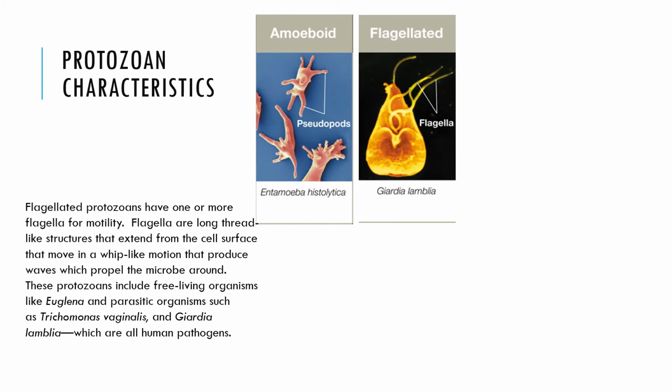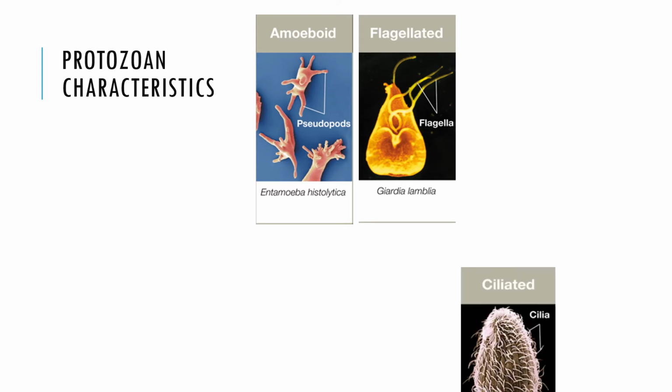Flagellated protozoa have one or more flagella for motility. Flagella are long thread-like structures that extend from the cell surface and move in whip-like motions that produce waves. These waves propel the microbe around for movement. These protozoans include free-living organisms such as Euglena and parasitic organisms such as Trichomonas vaginalis and Giardia lamblia, which are all human pathogens.